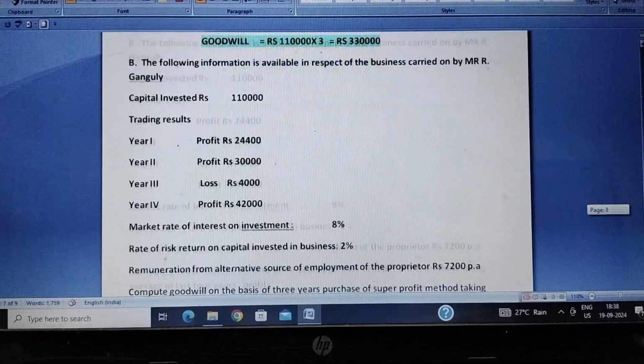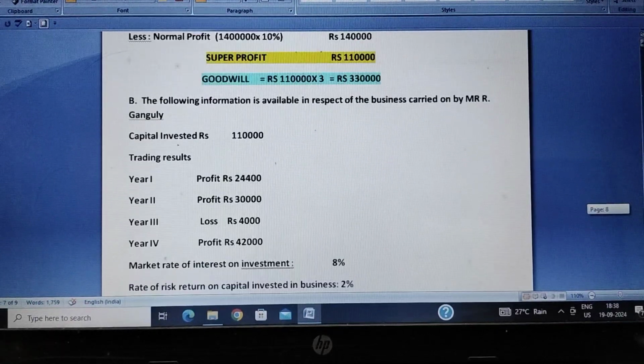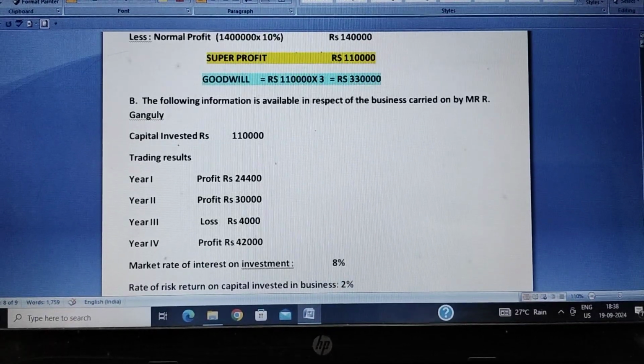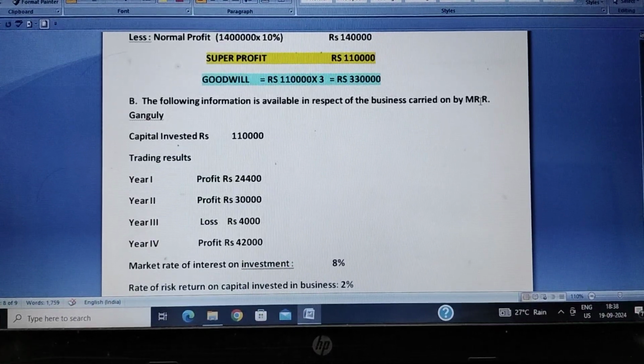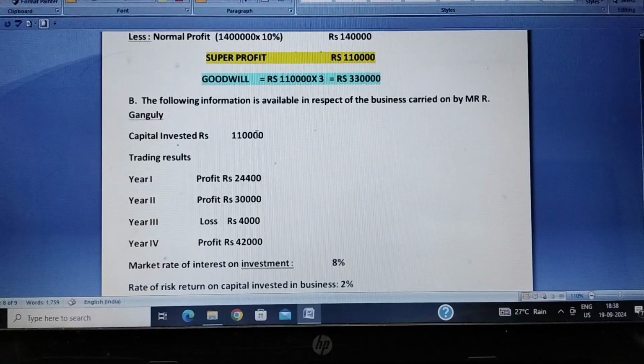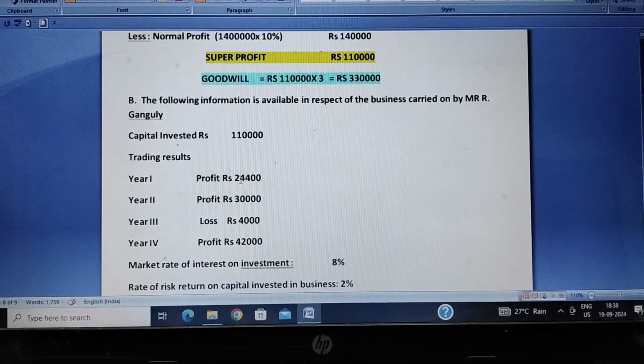Now let's move to the second problem. Question number B, the second problem: the following information is available in respect of the business carried on by Mr. R. Ganguly. Capital invested is rupees 1,10,000. This capital investment itself is the capital employed, so we don't need to calculate capital employed. But the trading result is given: profit in the first year, second year profit, third year loss, and fourth year profit.